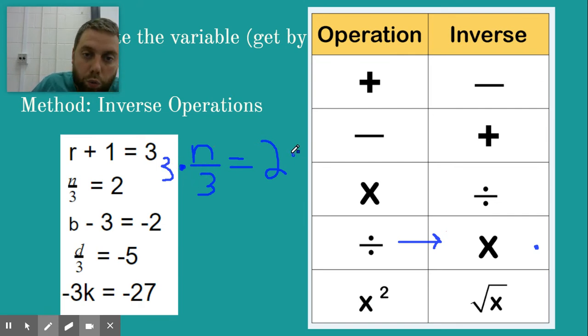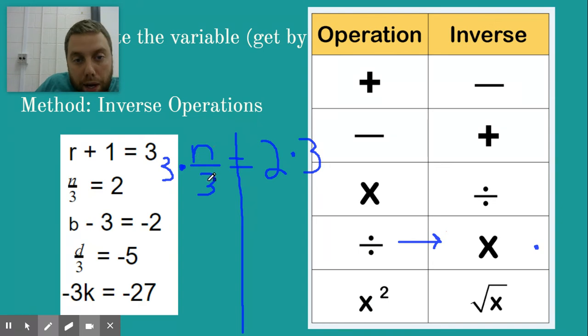And if you do it to one side, let's put the line here so we remember we have two sides. We're going to multiply by 3. Now, n divided by 3 times 3 cancels out the 3's, leaving you with just n. Inverse operations should always cancel out. If it doesn't cancel out, you have done something wrong. Equals 6. 2 times 3.